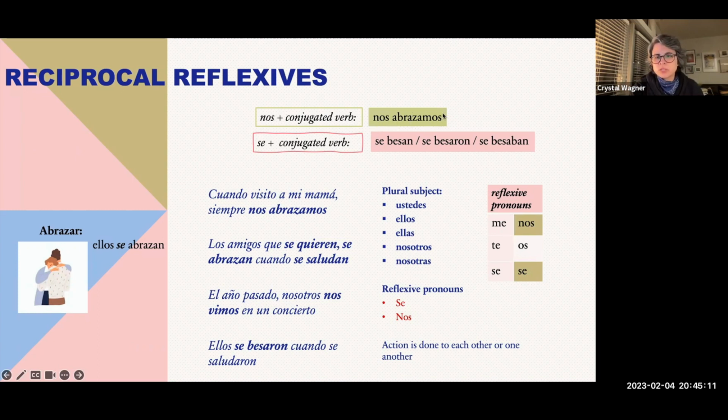And then, of course, we are going to conjugate this verb according to the tense that we're using, right? Also for se, which we use for the third person: ustedes, ellos, ellas. Por ejemplo, ustedes se besan, ellos se besan, ellas se besan. Or if we want to change the tense, the time, ellos se besaron, ellas se besaban. So this would be the preterite, el pretérito, and el imperfecto, the imperfect, right?